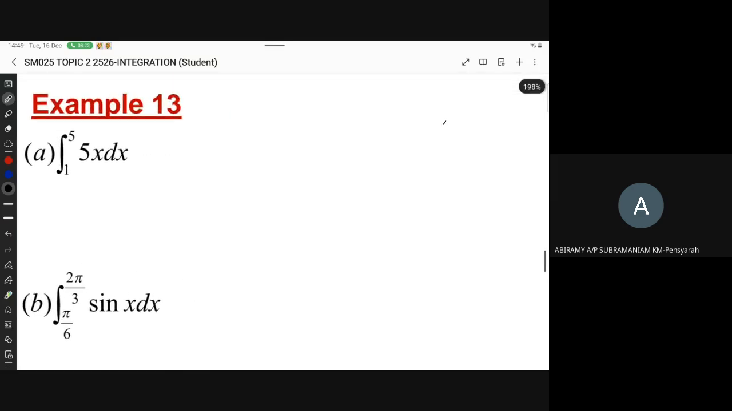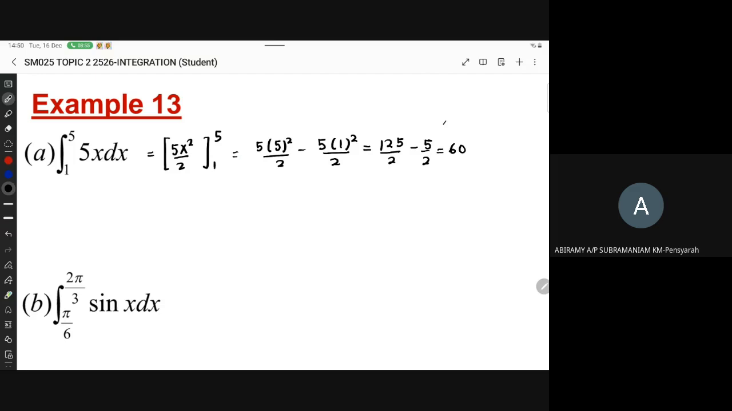Okay, now we know our f(x), but we want to find the definite integral of 5x dx. So when we integrate 5x, we get 5x squared over 2. And for definite integral, we don't have to write the plus C. All we have to do is substitute 5 squared over 2 minus substitute 1 squared over 2. So using the calculator, we will be getting 125 over 2 minus 5 over 2, and the final answer is 60.